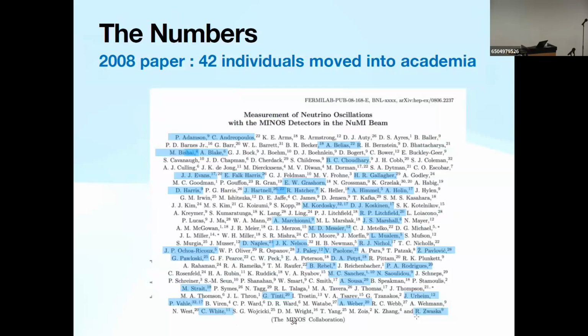So, as I said, our peak number of collaborators was about 2008, I think. But this is a snapshot of all the people on that paper who did not have academic jobs when that paper was written and who do now. So that's 42 individuals, all of whom, I think, got a letter from Stan that helped them get their job. So thank you.